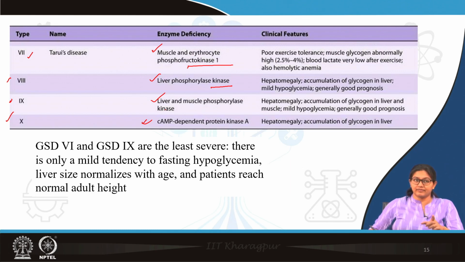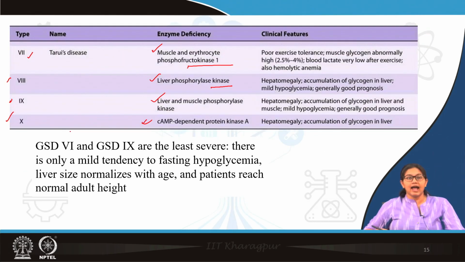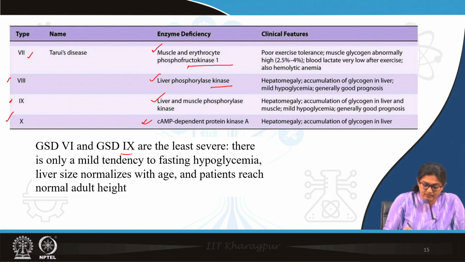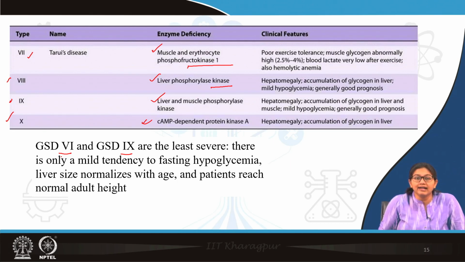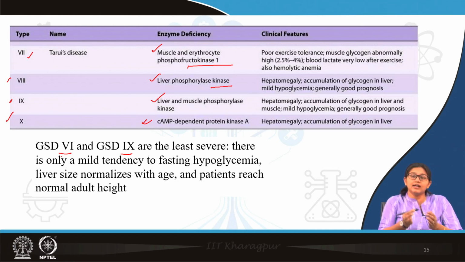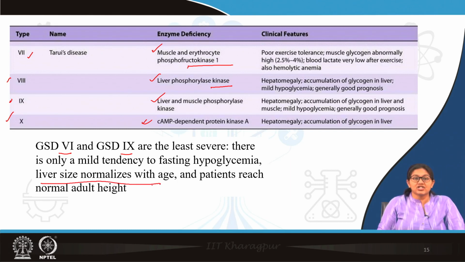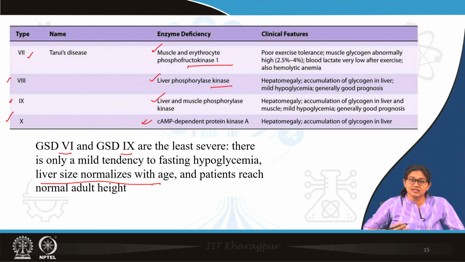Now, this type 6 we have discussed in the last slide, Hers' disease, and here type 9, they are the least severe forms of glycogen storage disorder with a mild tendency to fasting hypoglycemia. And the hepatomegaly, which is caused by glycogen storage, clears with age. So the liver size normalizes with age and finally the patient reaches a normal adult height. So in type 6 and type 9, the prognosis is good.